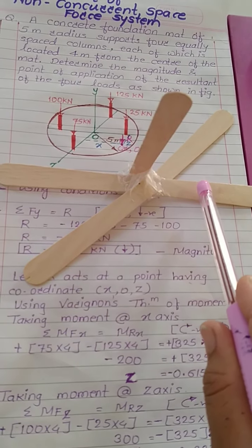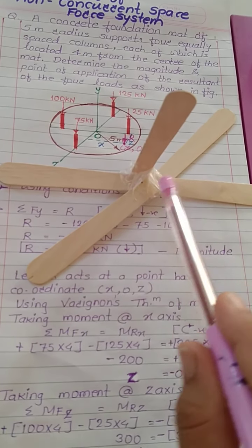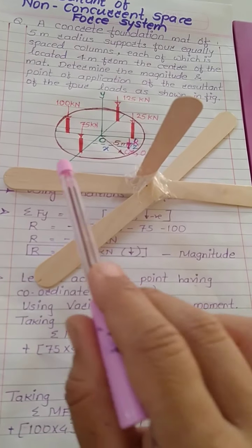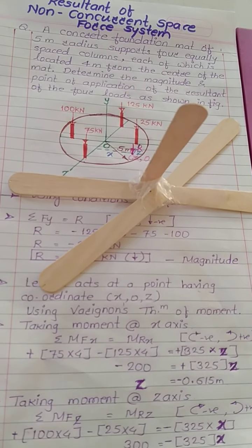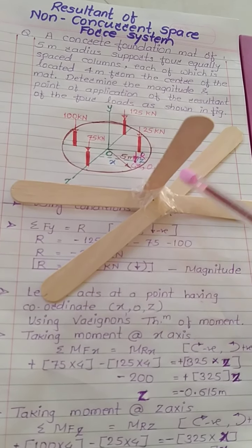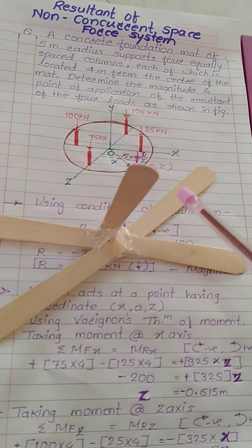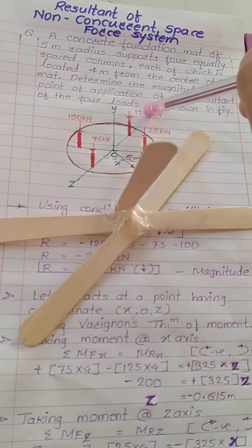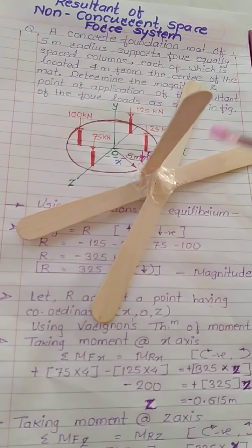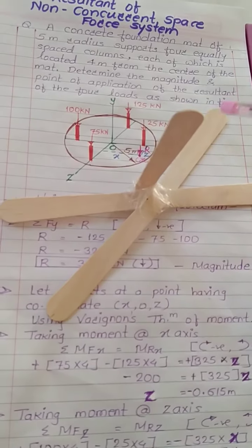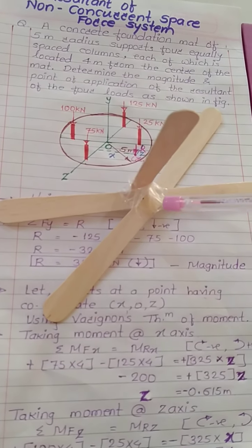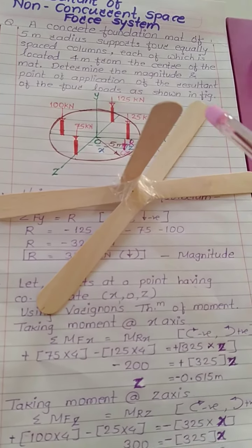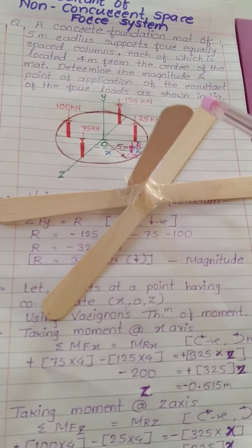Since I am taking moment about this x-axis, the forces which are placed on this x-axis will have a moment about this axis of 0. So I have to consider forces only on this z-axis. Which forces are acting on the z-axis? On the negative z-axis there is a force of 125 kN acting over here, and its distance from the origin is 4 meter. Okay, and it is acting in downward direction.